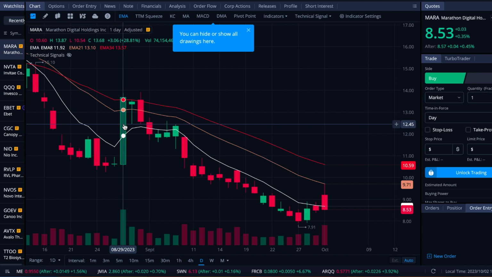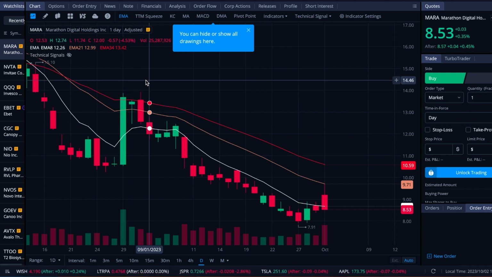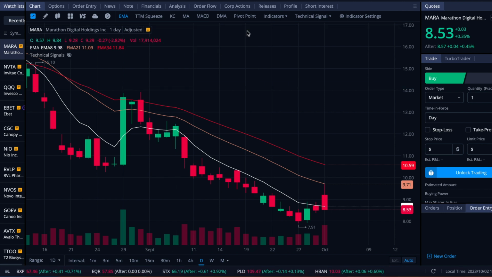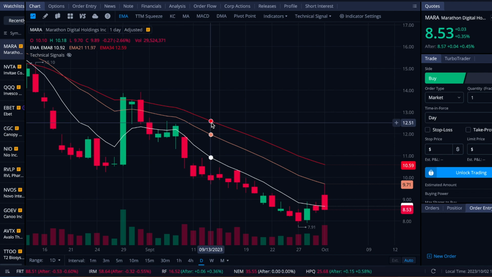You had this, like we said, this day that was up over 28%, and then they followed that with a hammer, but still, okay, that pressure of the 34 EMA just could not be overcome, and so it shrugged it off.